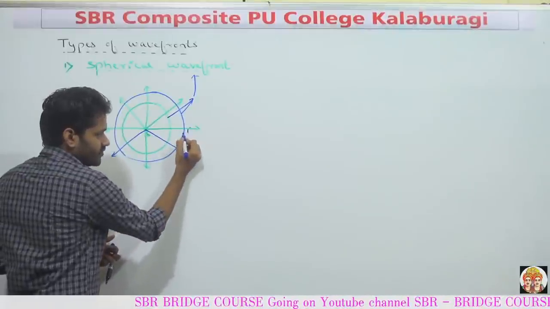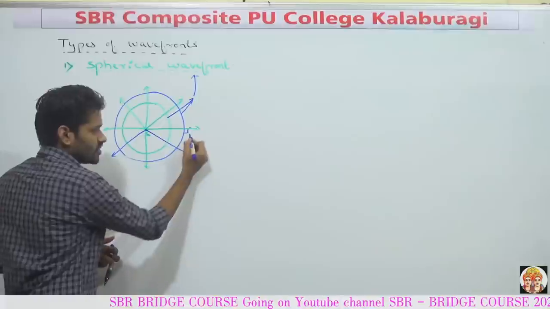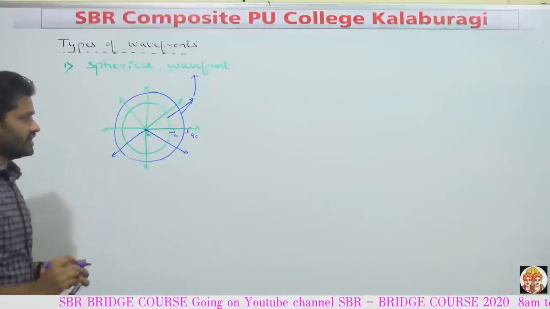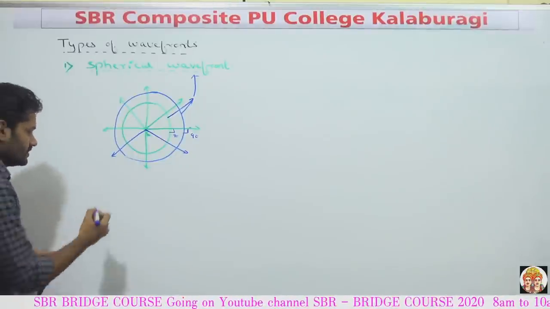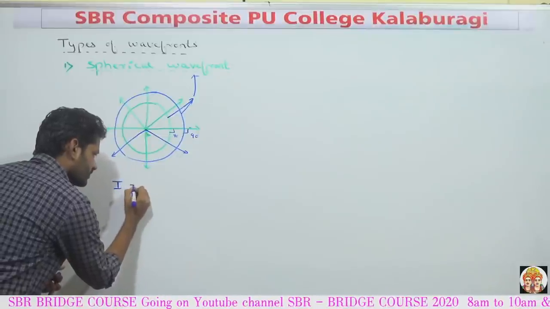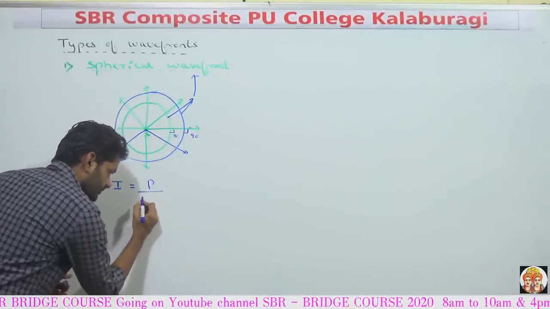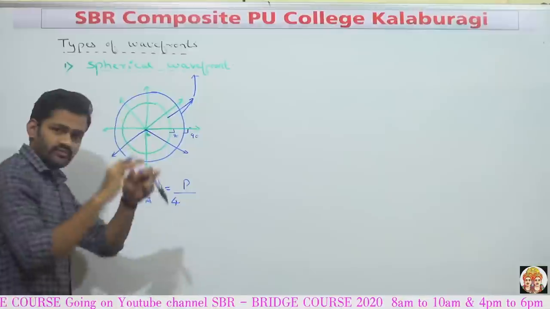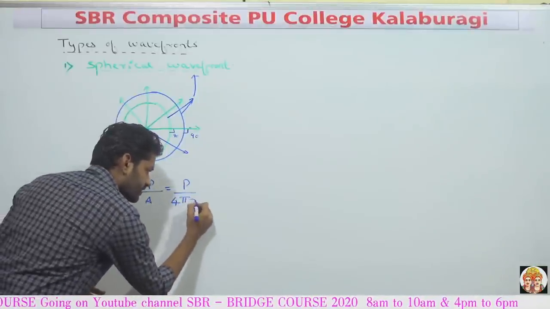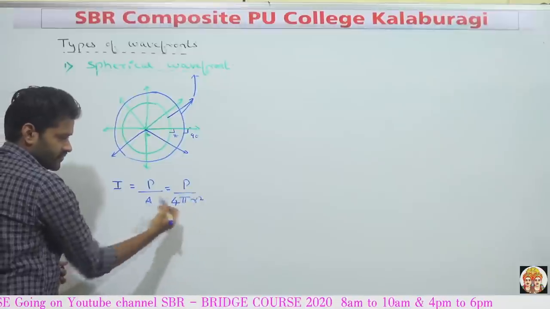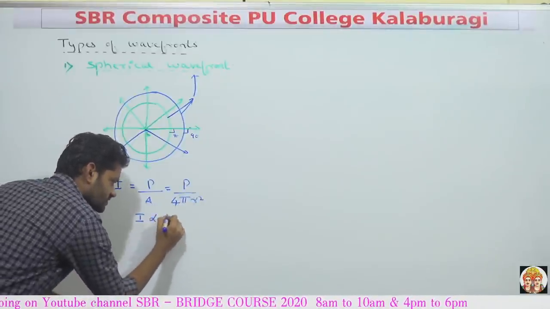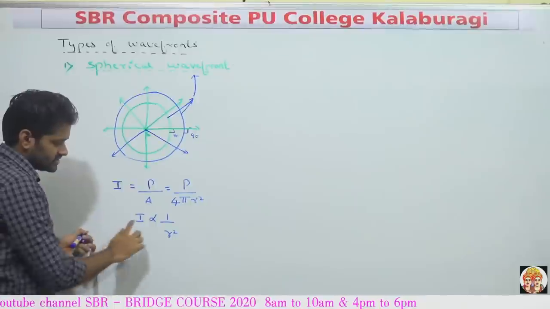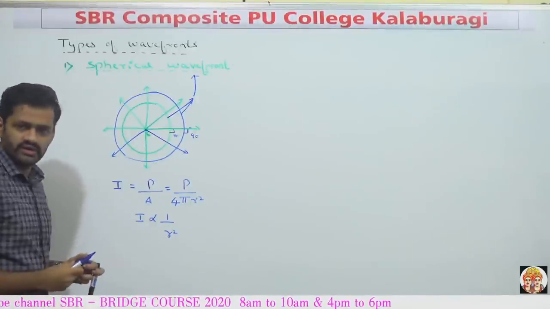One more thing here. The angle between the ray of light and the wavefront is how much? 90 degrees. Here also 90 degrees. Intensity equals power upon area. The area of the sphere is 4 pi r squared. Power is constant and 4 pi is constant, so intensity is inversely proportional to r squared. When you move away from the source, the intensity decreases with distance.